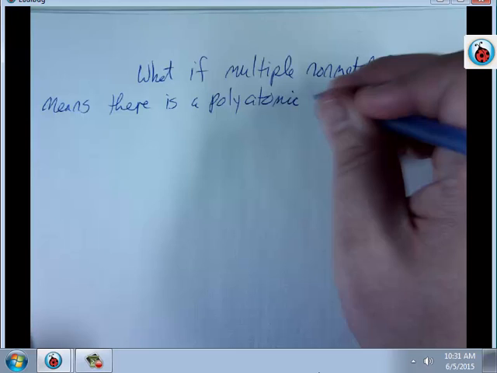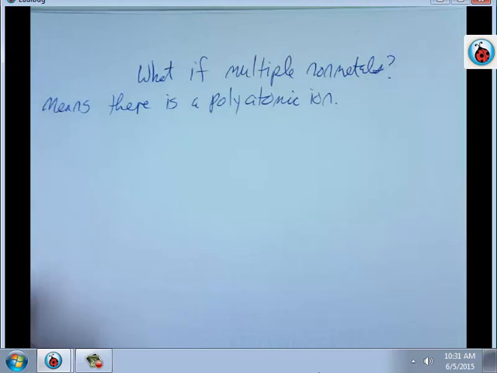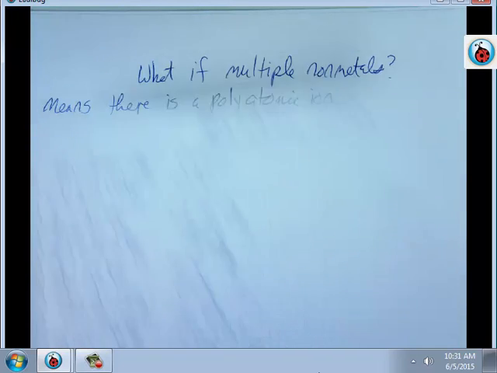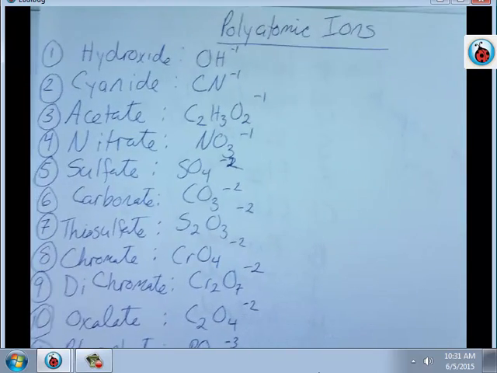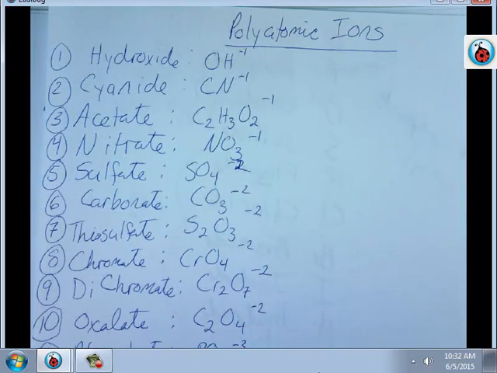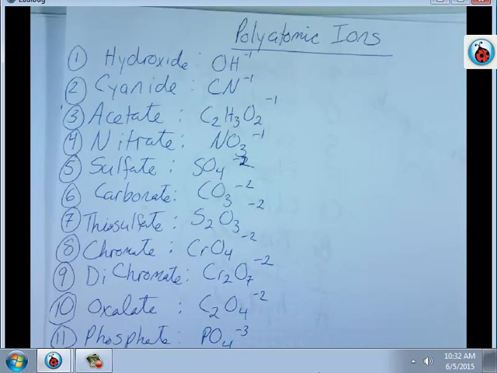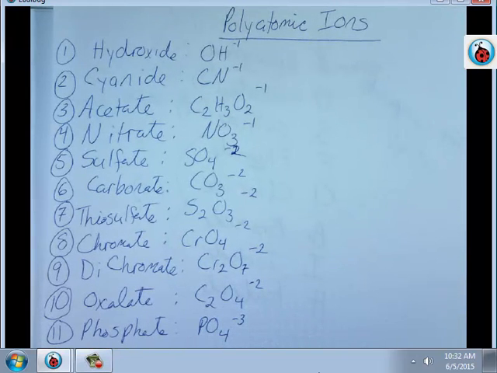Now your professor is probably going to give you a full list of all the polyatomic ions he or she is going to use. Here's my list. I'll zoom this out a little bit. If you want to take this down real quick, these are the 11 polyatomic ions I could think of that were used pretty commonly. This is by far not an extensive list. This is just one off the top of my head.